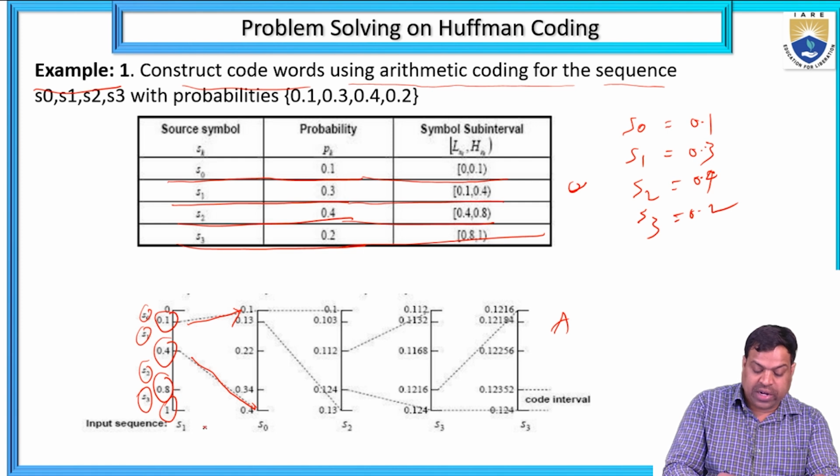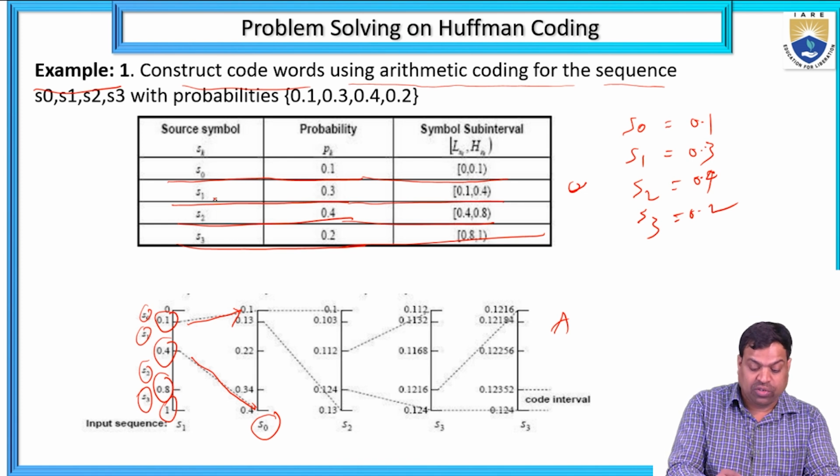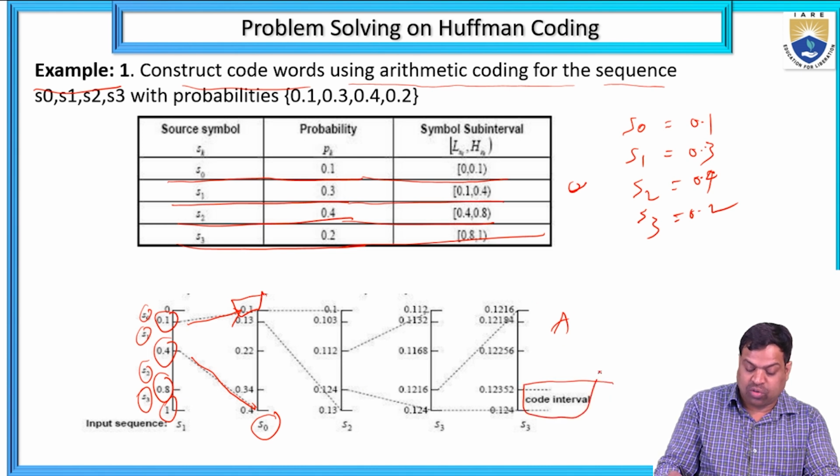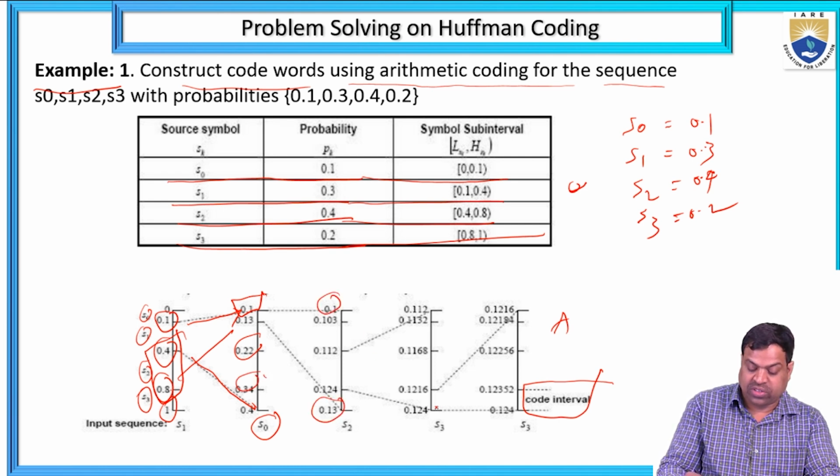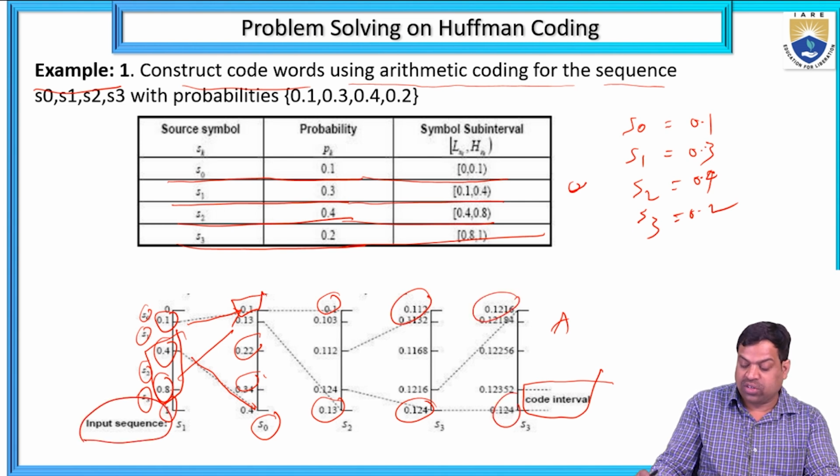Here I am adding these two at S0. Got it? What is the value of S0 here? 0.1. Here S1, here also S2 value 0.4. So S3 equal to 0. Like this. Okay, it is a code interval. So 0.13, 0.35. Next I am taking 0.1, 0.53, 0.124 like this. Okay, it is an input sequence and code interval.